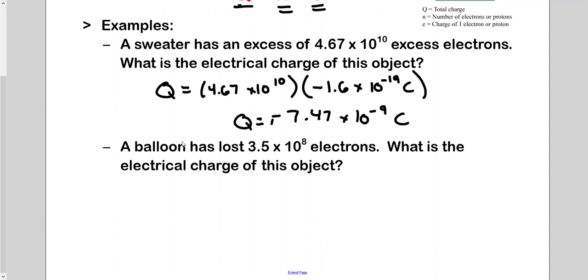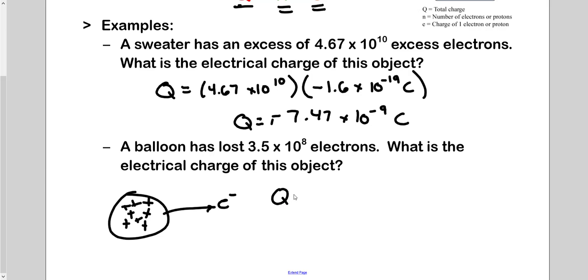We could do this another way. A balloon has lost. Okay, so it's important to think about this. A balloon has lost. So here's my balloon. It's got electrons and protons filling it, and so we steal some of these electrons from it. So if we're taking electrons from it, overall we're going to end up with more positive than negative charges. So if it loses 3.5 times 10 to the 8th electrons, then that's how many more protons it's going to have without an electron.